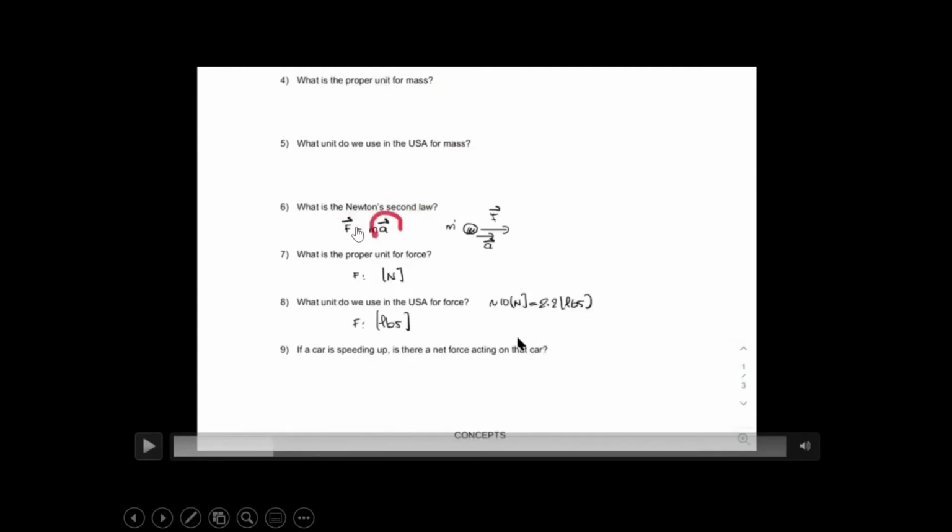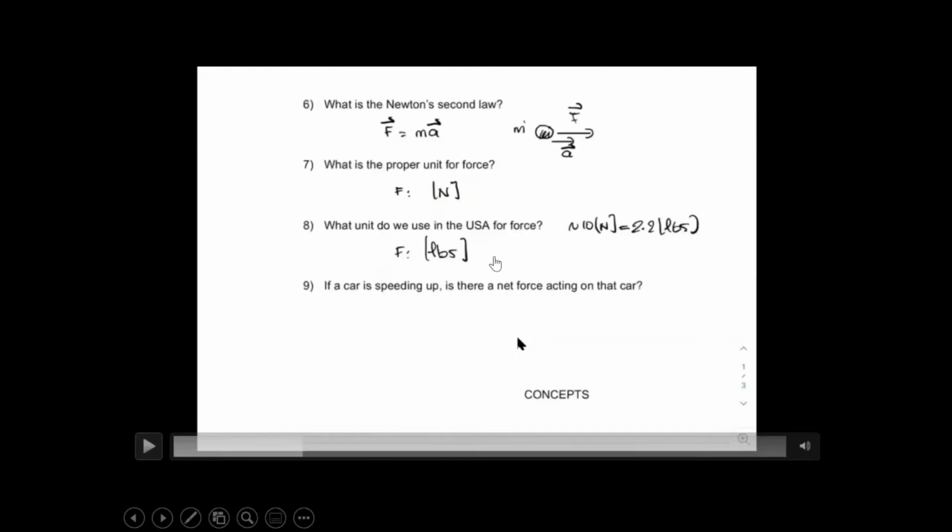The second law says if there's a force, it overcomes the inertia, which means that it changes your speed or the direction of that speed. It causes acceleration. Notice that you've got these arrows, which means that they're vectors. Force and acceleration will be in the same direction. Acceleration is going to be caused by a force. The proper unit is newtons. In the United States, we use pounds.